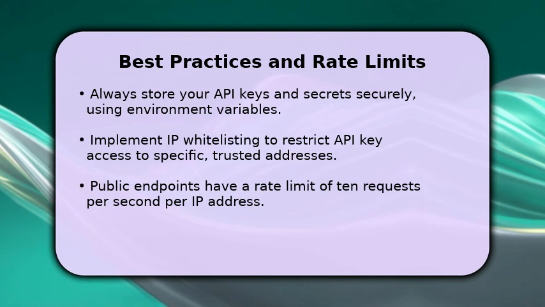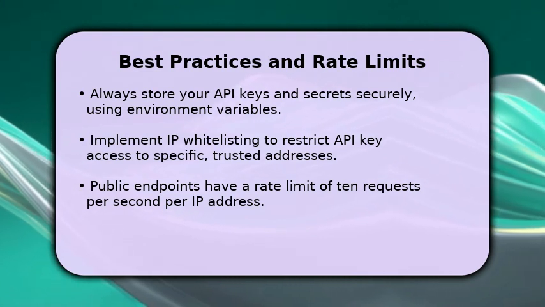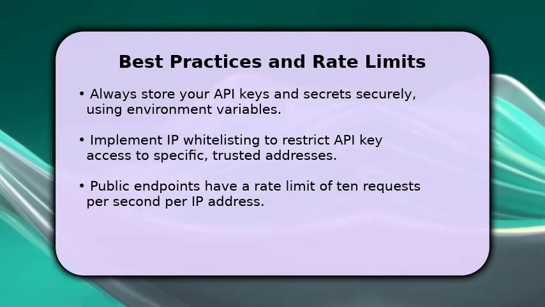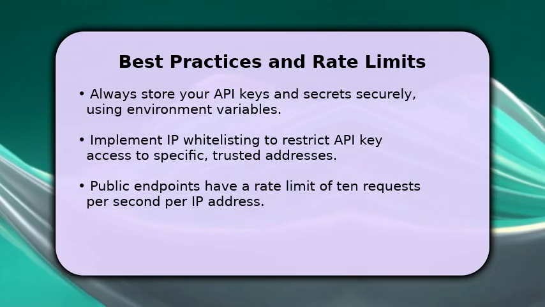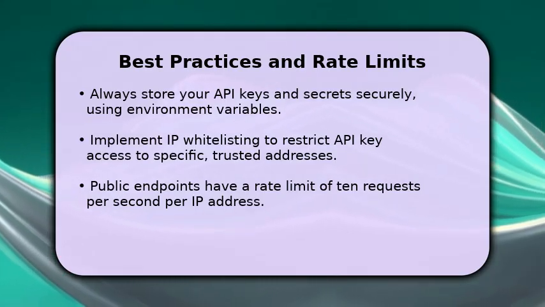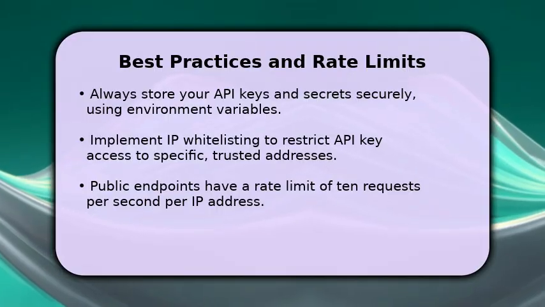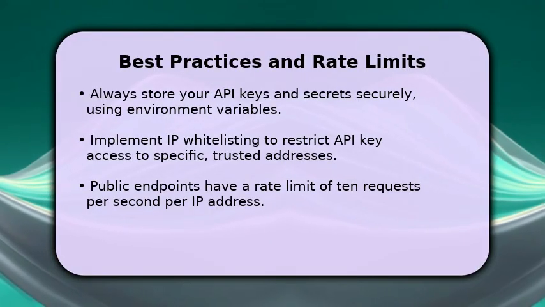Public endpoints typically allow 10 requests per second, while private endpoints permit 15 requests per second per API key. If you encounter a 429 too many requests error, implement an exponential backoff strategy to gracefully retry.